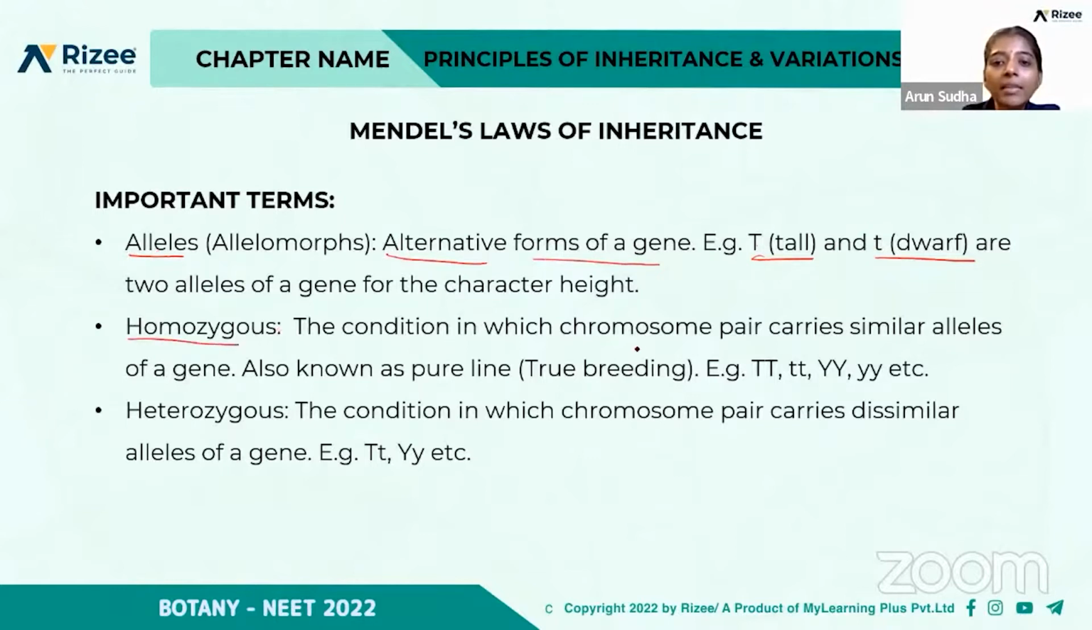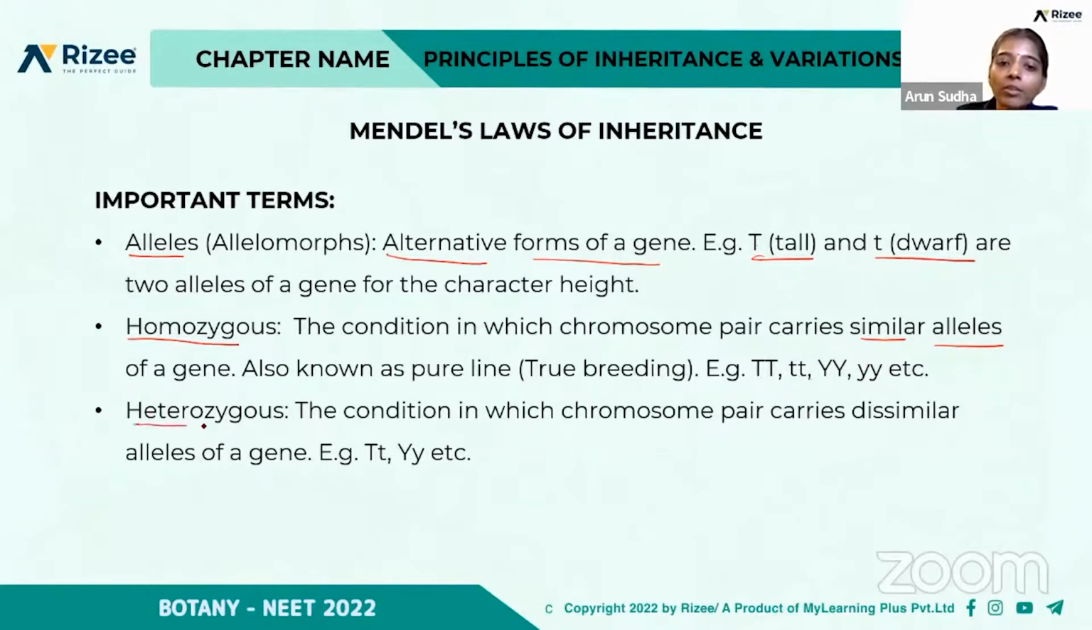And what do you mean by homozygous? The condition in which the chromosome pair carries similar alleles. That is, if both are the same type, then it is called homozygous. So this is homozygous tall and this is homozygous dwarf, and this is for yellow, that is homozygous, and here it is the recessive character, right?